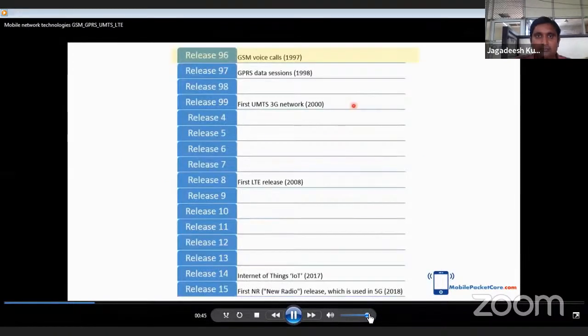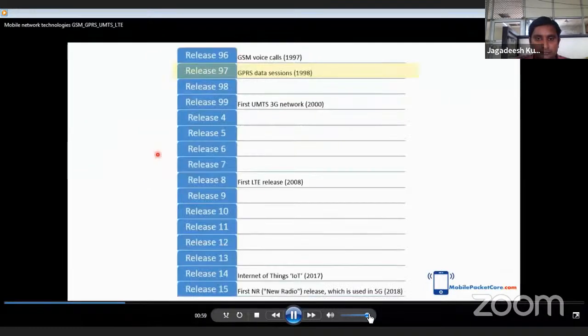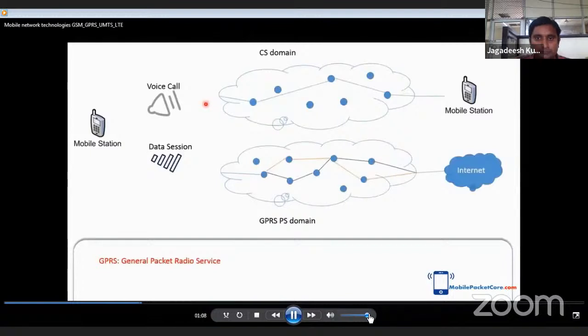In 1997, 3GPP introduced Release 96 of the standards. In this release, the GSM technology existed. GSM had only a CS domain that passed voice calls, while it didn't support data sessions. Therefore, in 1998, 3GPP introduced Release 97 of the standards, in which network architecture enhanced to support data sessions. This is done by introducing GPRS, General Packet Radio Service, which contains a PS domain to pass data sessions.